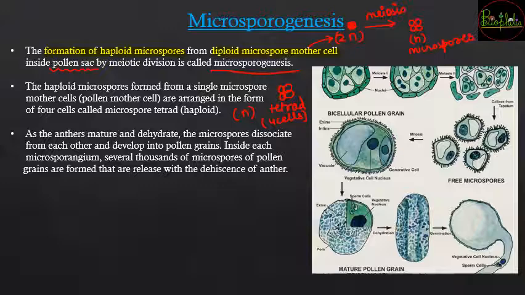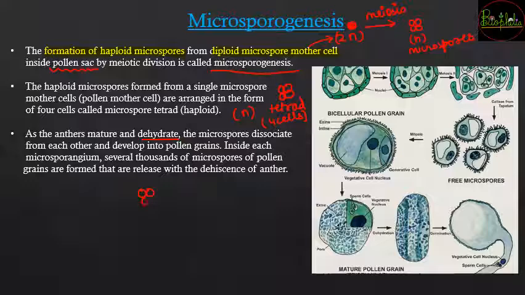Now as soon as the anther is getting matured, और जैसे ही maturity आती है anther में, it starts to lose water, right? So it gets dehydrated, and because of dehydration what will happen? It is going to burst open. Now when the anther burst open, क्या होगा? तब तक pollen grains develop हो जाते हैं from the microspores.